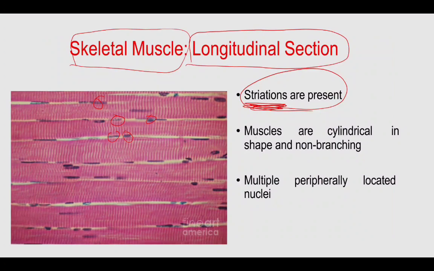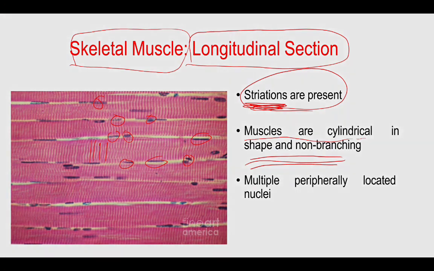Okay? So, ano pong pwede natin malaman? Muscles are cylindrical in shape and non-branching. It's because tuloy-tuloy lang yan sila. Parang fibers, good, tuloy-tuloy lang yan. Multiple peripherally located nuclei. Okay? Yan, mga nuclei yan. So, merong mga striations. Okay? So, yan na lang gusto ko malaman ninyo for the longitudinal section ng skeletal muscle.